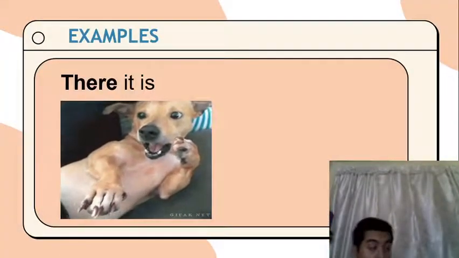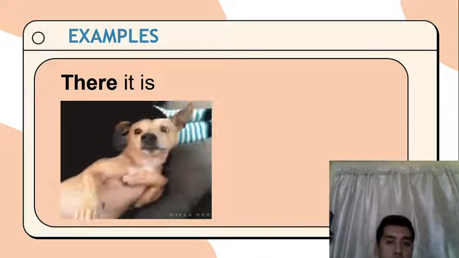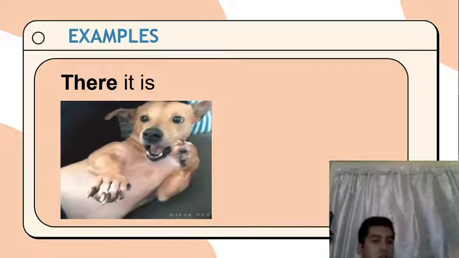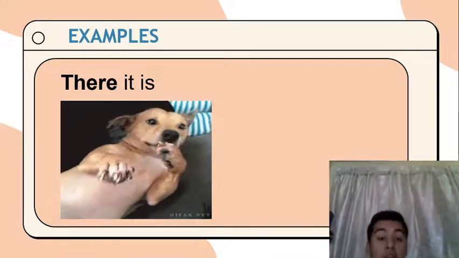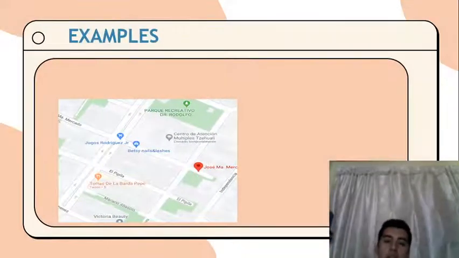Oh, there it is. Surprise. There it is. You see, I am making emphasis, maybe because I am excited, surprised, or something like that. There it is. I am putting emphasis. That's why I use the adverb at the beginning.